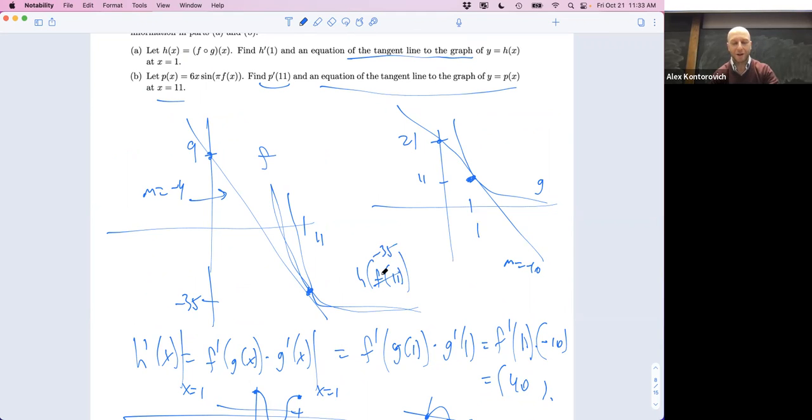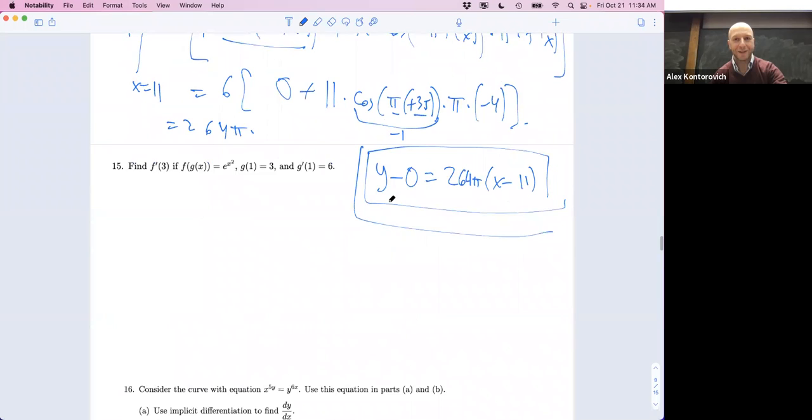So that's the value of h of 1. H is f of g. And so the tangent line will be y minus negative 35 is equal to slope. What was the slope? 40? 40 times x minus 1. Okay, everybody got that? Next.